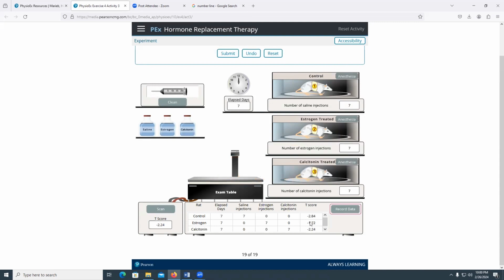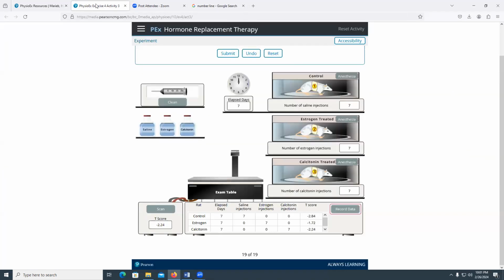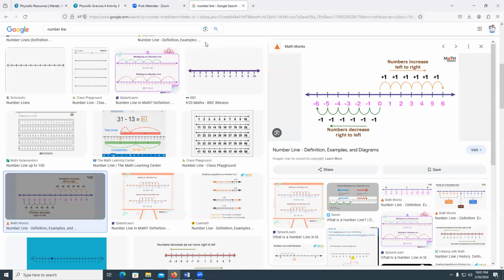So the estrogen treated rat gave me, compared to my control group, which was a negative 2.84, that was my normal. The estrogen treated went actually up to minus 1.72. Minus 1.7. So it went farther to the right.